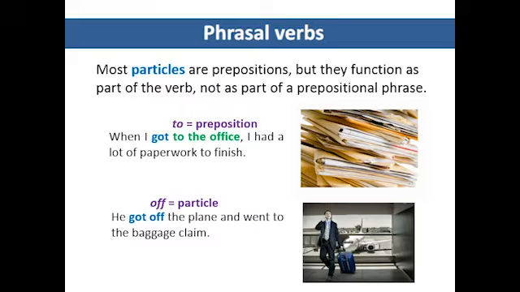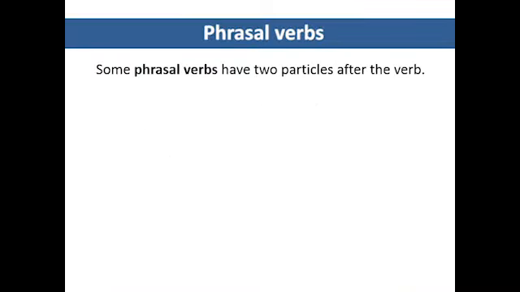How does adding off change the meaning of get? In the context of the first sentence, get on its own means to arrive. In the context of the second sentence, the phrasal verb to get off means to leave a form of transport, such as a bus, train, or plane. Get and off work together as a phrasal verb with a different meaning. Some phrasal verbs have two particles after the verb. Listen to these examples. What does each phrasal verb mean?